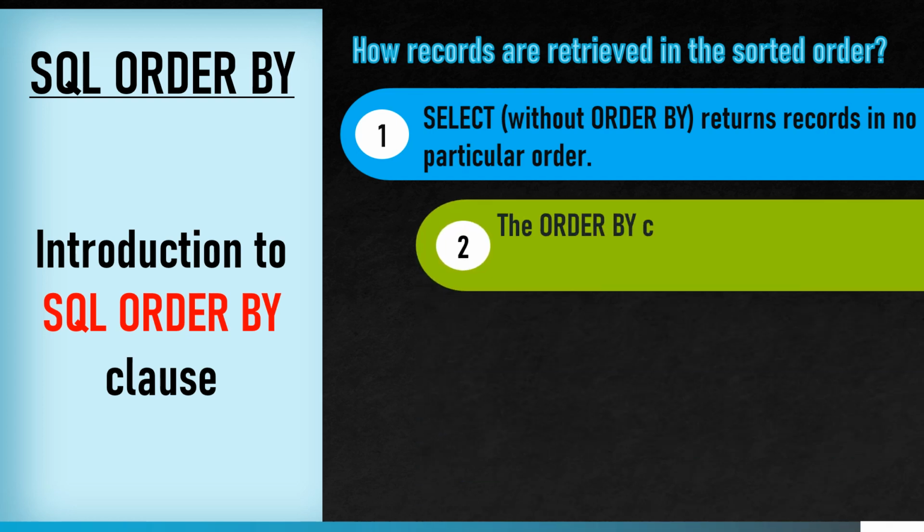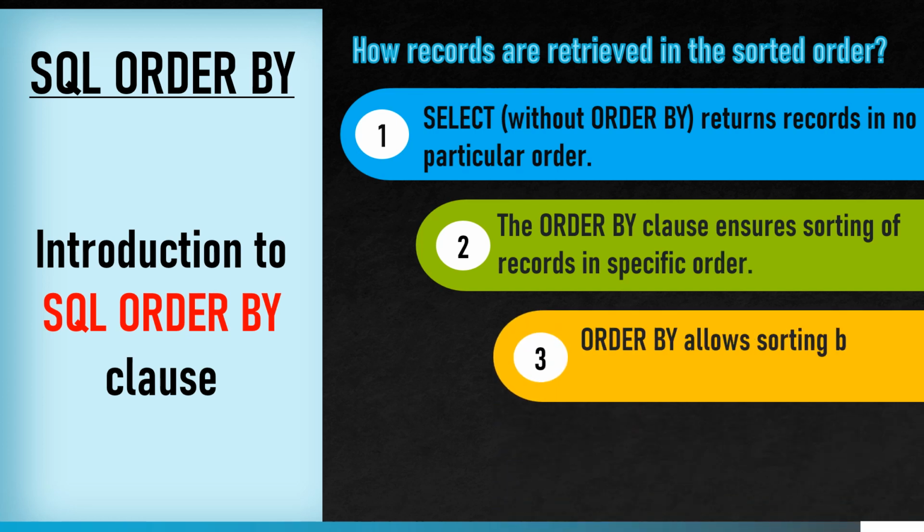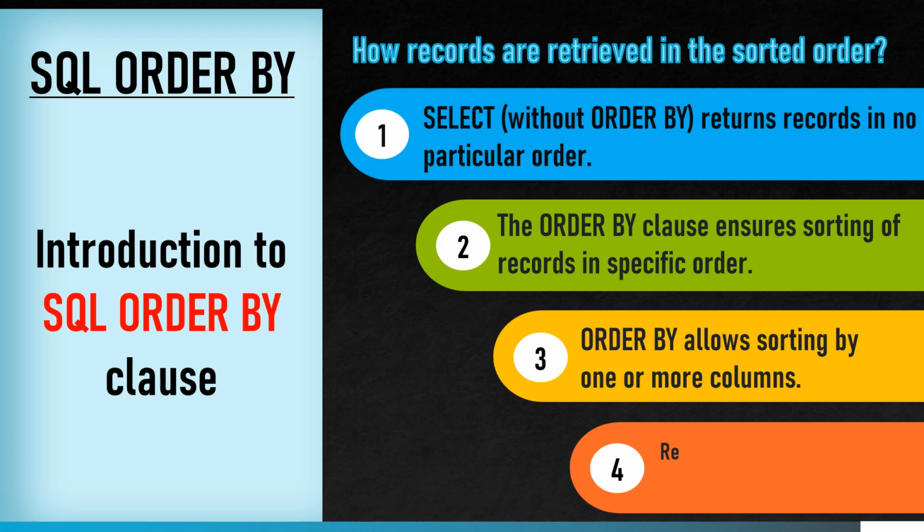The ORDER BY clause ensures sorting of records in a specific order. ORDER BY allows sorting by one or more columns. Records can be returned in ascending or descending order.